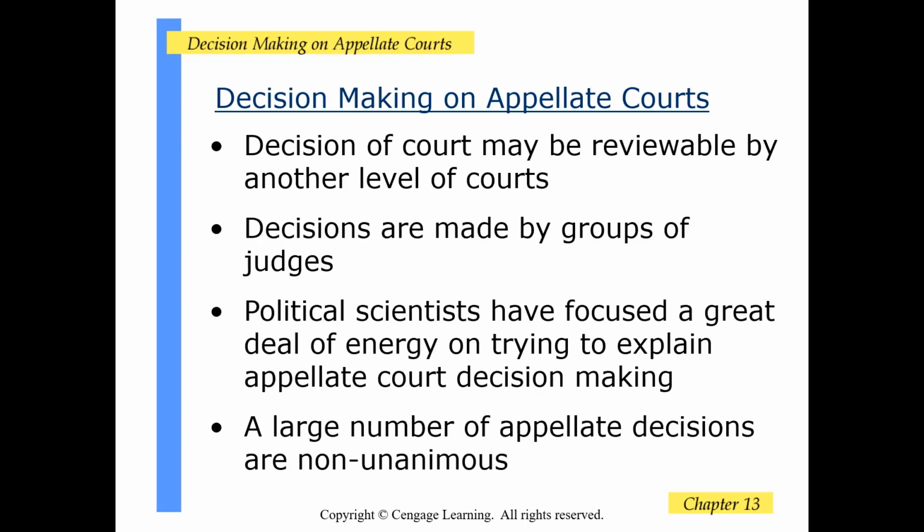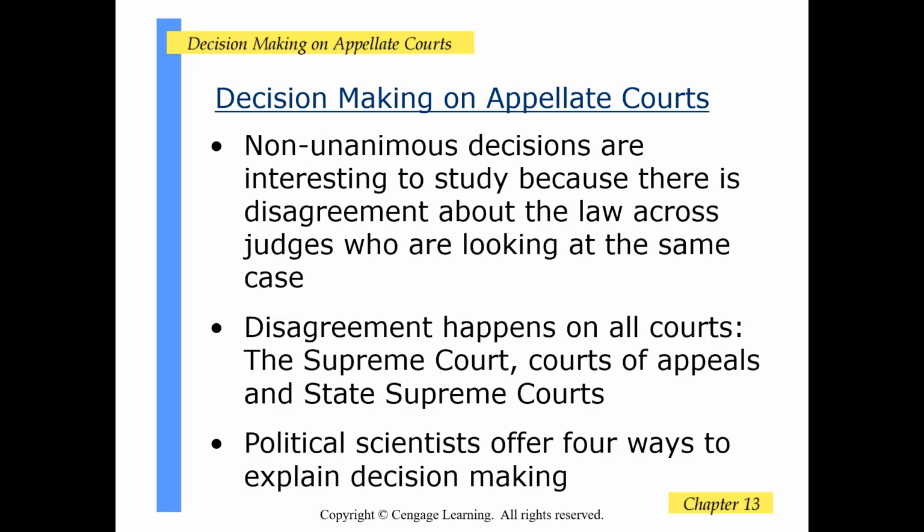Decisions of courts may be reviewable by another level of courts. Decisions are made by groups of judges, and so political scientists have focused a great deal of energy on trying to explain the appellate court decision-making process. A large number of appellate decisions are non-unanimous. Non-unanimous decisions are interesting to study because there is disagreement about the law across judges who are looking at the exact same case. Disagreement happens on all courts: the Supreme Court, courts of appeals, and state Supreme Courts.